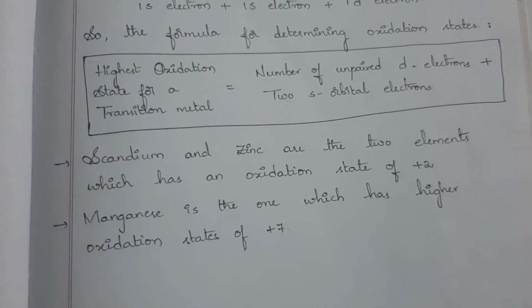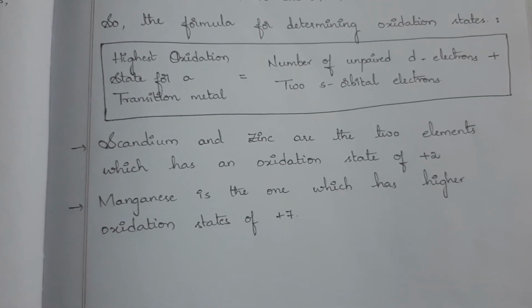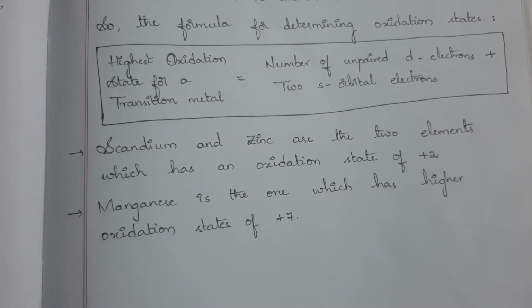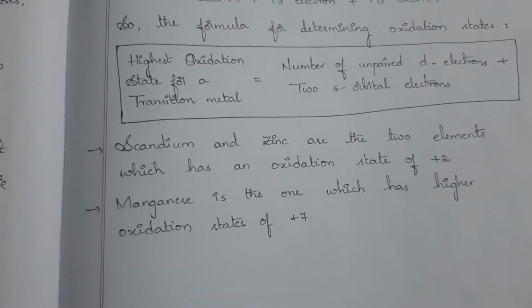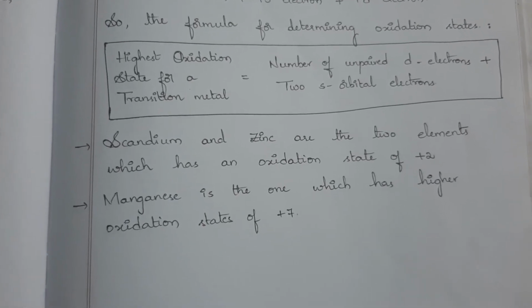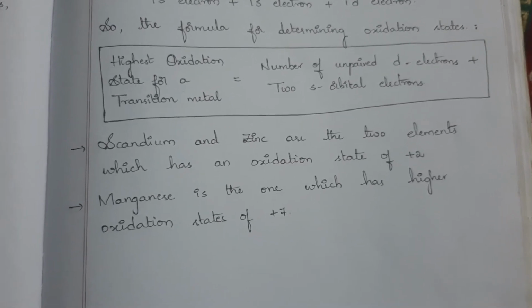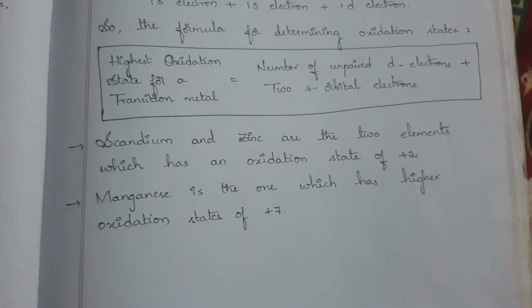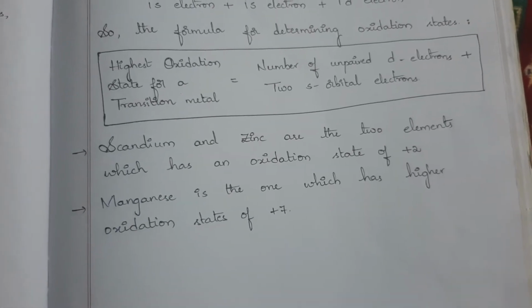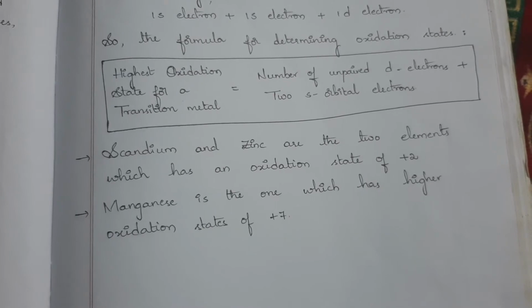Next, scandium is one of the 2 elements in the first transition period which has only one oxidation state, and zinc is the other with an oxidation state of plus 2. All the other elements have at least 2 different oxidation states. Manganese, which is in the middle of the period, has the highest number of oxidation states and indeed the highest oxidation state in the whole period, since it has 5 unpaired electrons, and it has an oxidation state of plus 7.